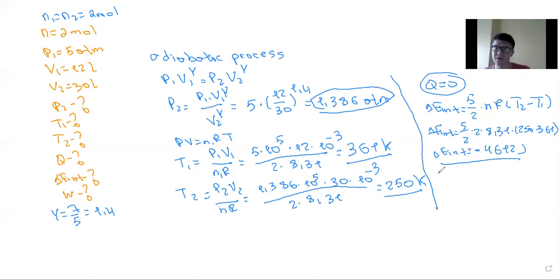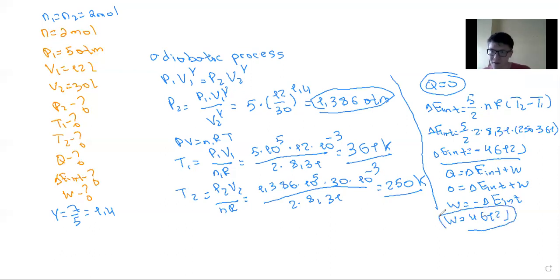This is our change in internal energy. And by the first law of thermodynamics, we'll find how much work was done by this process. Q is 0, so delta E initial plus work equals 0, and work equals minus delta E initial. It means that work is 4,612 with a positive sign. So we found the pressure, temperatures, Q, delta E, and W, work.